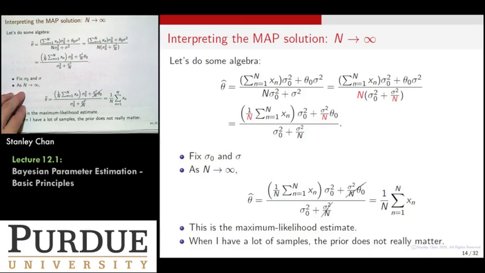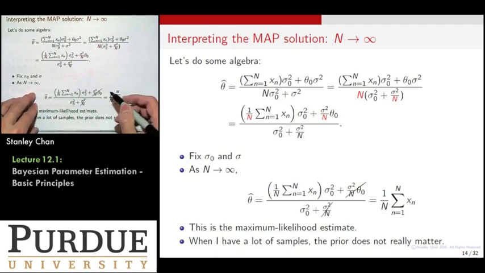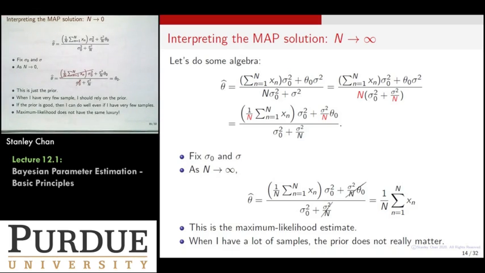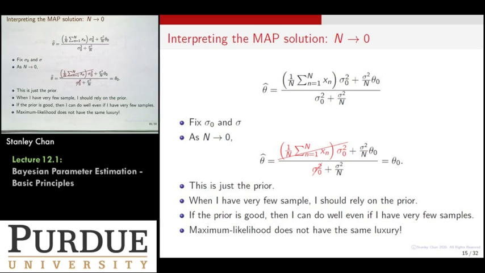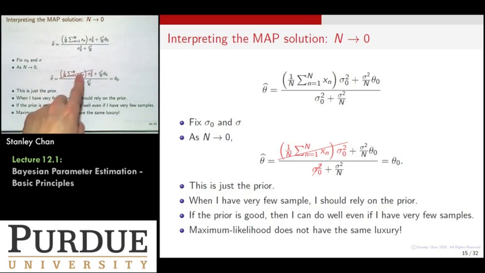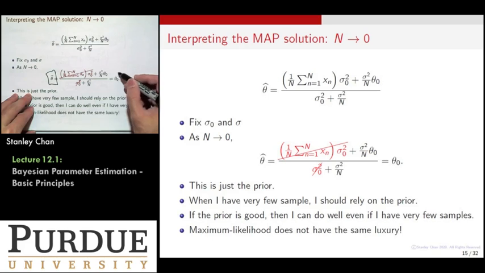So this slide summarizes what we have just talked about. If you set n going to infinity, then your estimate will take this form. Eventually, after doing all these calculations, you can show that your theta will become 1 over n times the summation of all the xn's. And on the other extreme, when n goes to 0, then you can cancel out a lot of terms. Then you can show that your theta has to be theta 0.